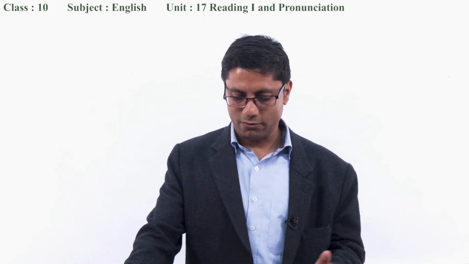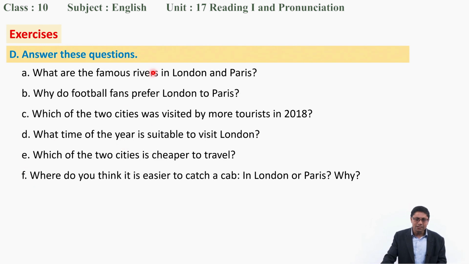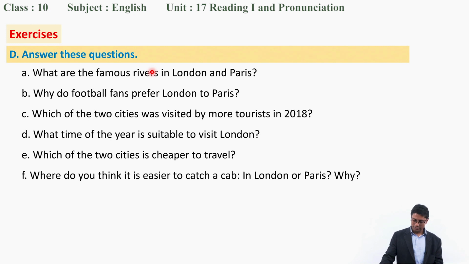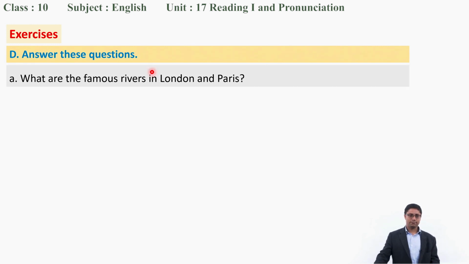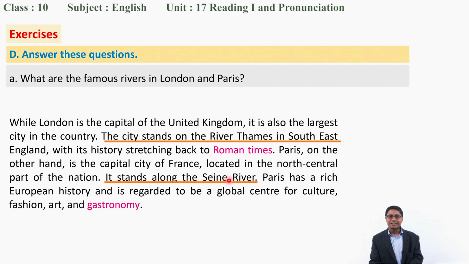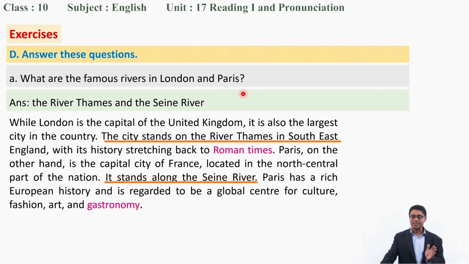It is question answer. You have 6 questions and you have to answer these questions. Let's do them one by one. Are you ready to do that? Let's do. First one. What are the famous rivers in London and Paris? Do you know them? You can find it here. Look at this part. The river Thames, the Seine River. So the answer is the river Thames and the Seine River.